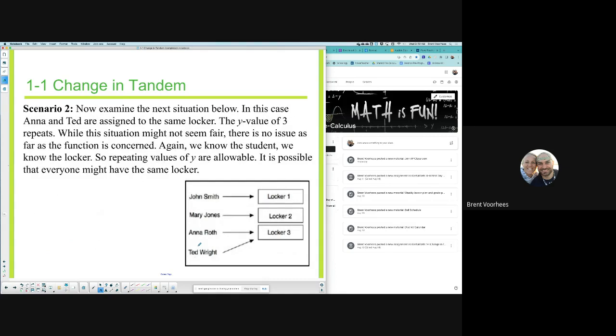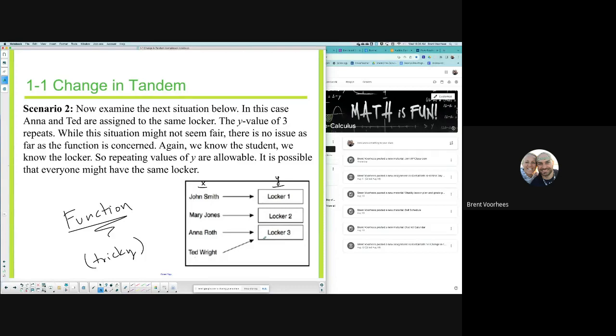Okay, scenario 2. Let's look at this scenario. Again, x's are here, y's are here. Does each x have one and only one y? No. You think so, but they do. John has how many y's attached to him? 1. Mary has how many y's attached to her? 1. Anna has how many y's attached to her? 1. Ted has how many y's attached to him? 1. It doesn't matter that they share the y. Each x has one and only one y. This is a function. Yes. But you might want to note, this is tricky.